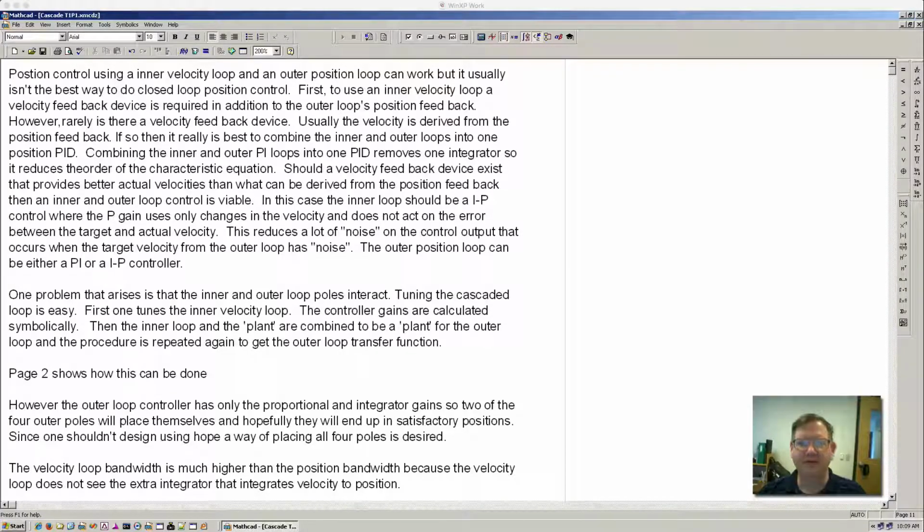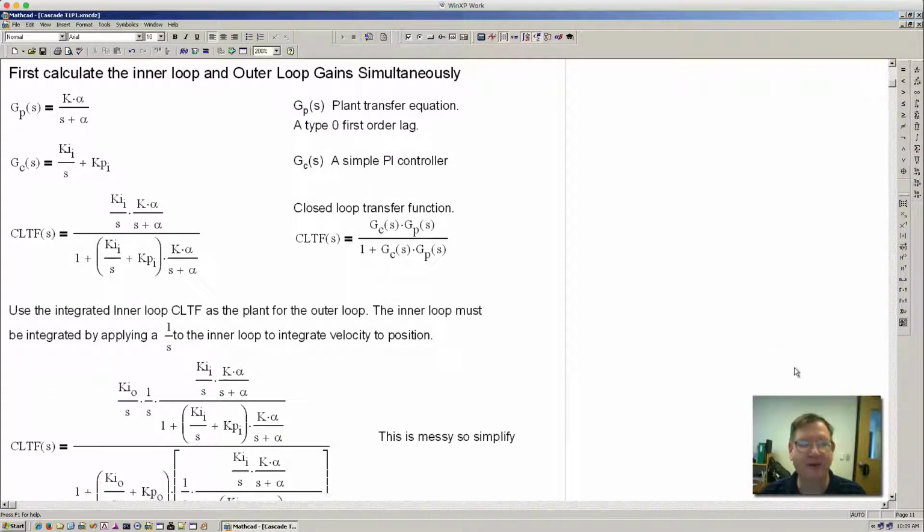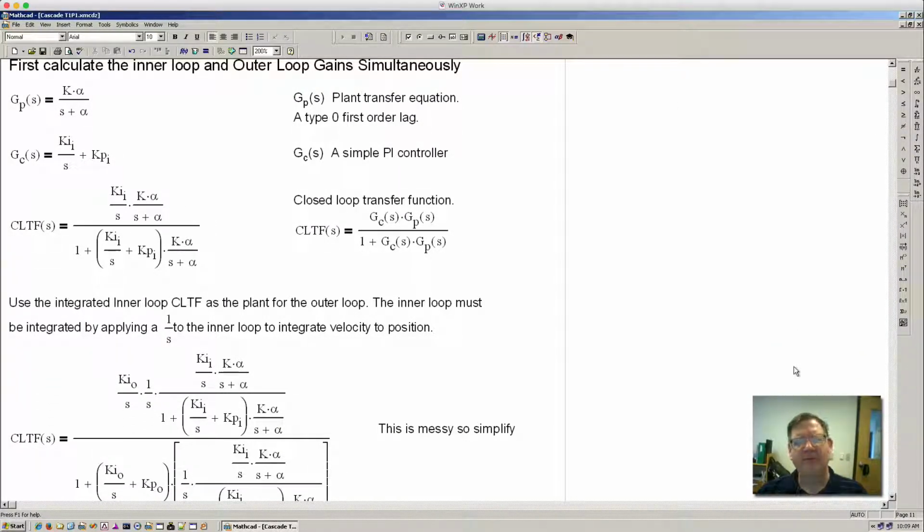Hello, today's video is going to be about cascade loop control. I have a bunch of text here, but I can explain what it says looking at the formulas. Basically what I want to cover is whether or not cascaded loop control is necessary. And basically what happens is that cascaded loop control shouldn't be used unless you have a feedback for every loop.